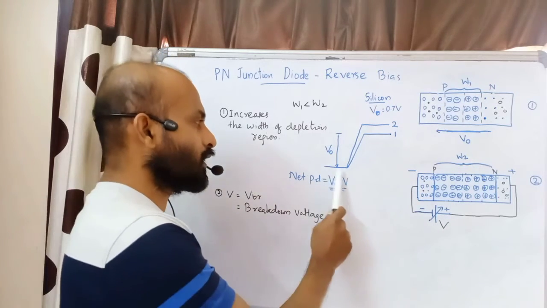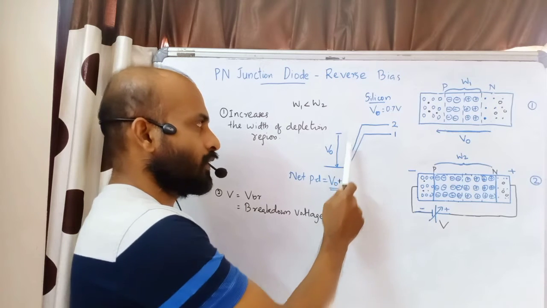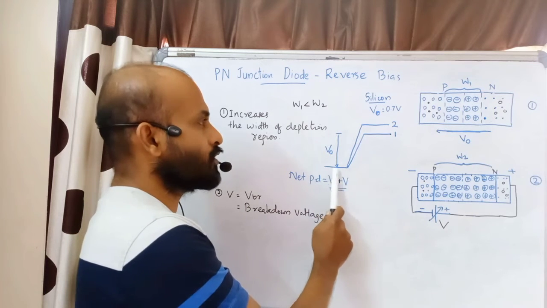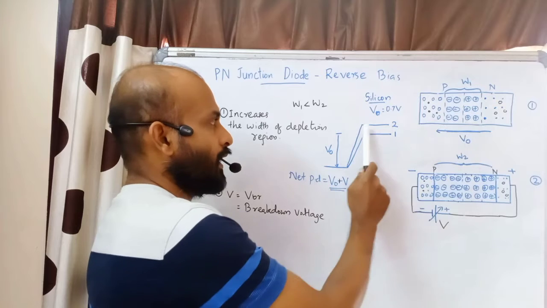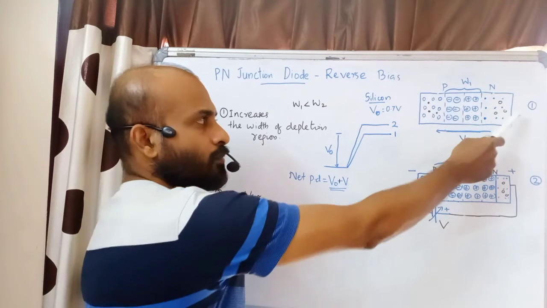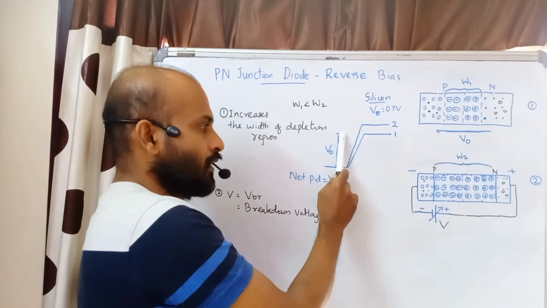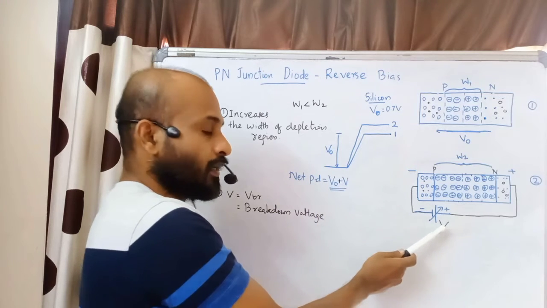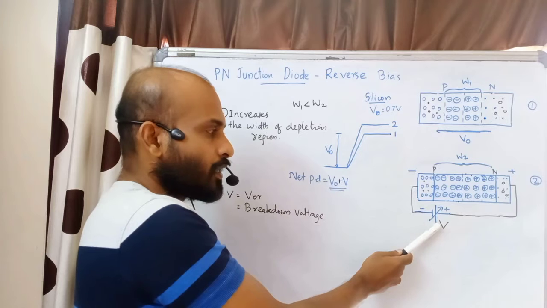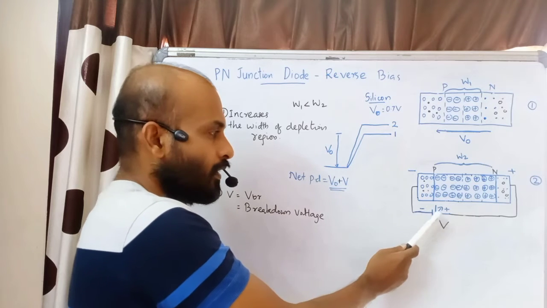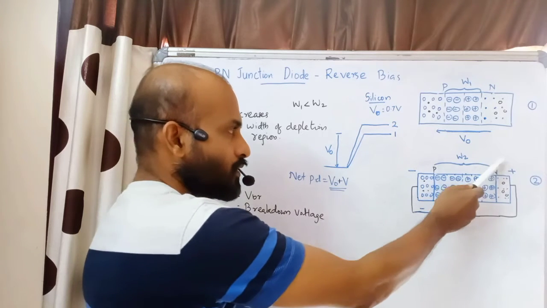Now in terms of potential barrier, we can draw the diagram like this. This is a lower potential and a higher potential represented by this. This is situation number 1 without any bias. This is the potential barrier. Now what are we connecting? We are connecting an external battery. What's the direction of the potential difference of the external battery? Negative, positive. So this is the direction.